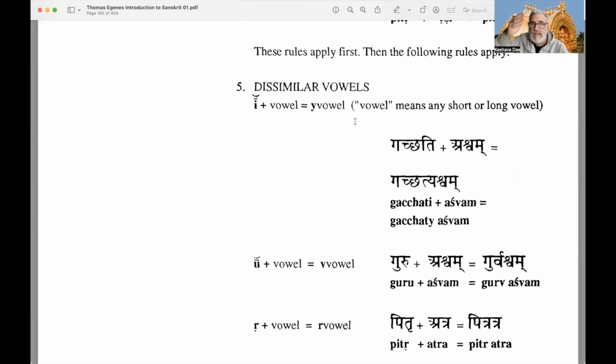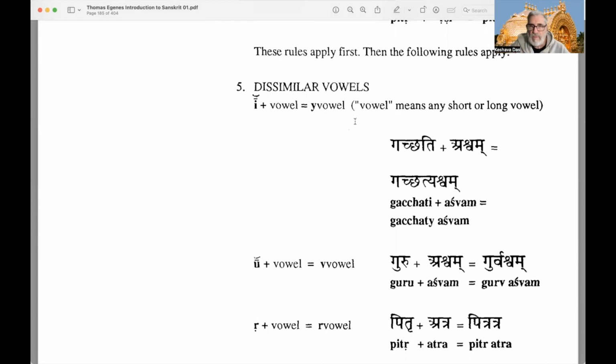So if we have I, short or long, the letter I, plus another vowel, any other vowel, then that I changes to the semi-vowel ya. Y, not ya, but just Y. Vowel means here any vowel, any short or long vowel.